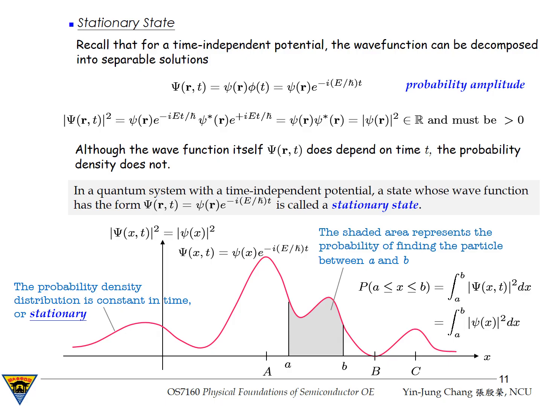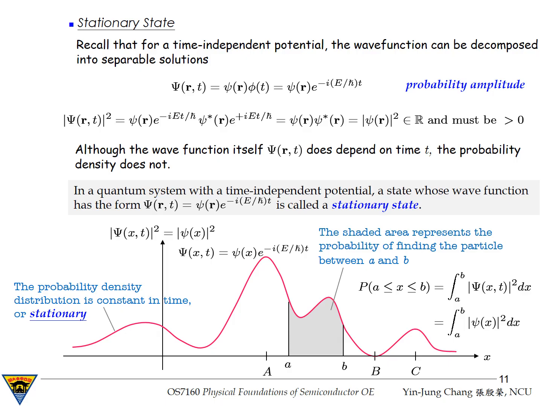So if the probability density distribution is stationary, then the curve you see here doesn't change with time. It stays as it is forever. Please note that since the probability function is independent of time, we will, in general, only be concerned with the time-independent wave function.